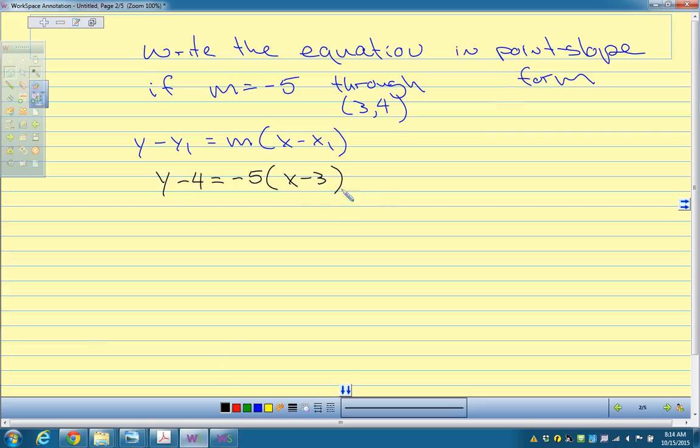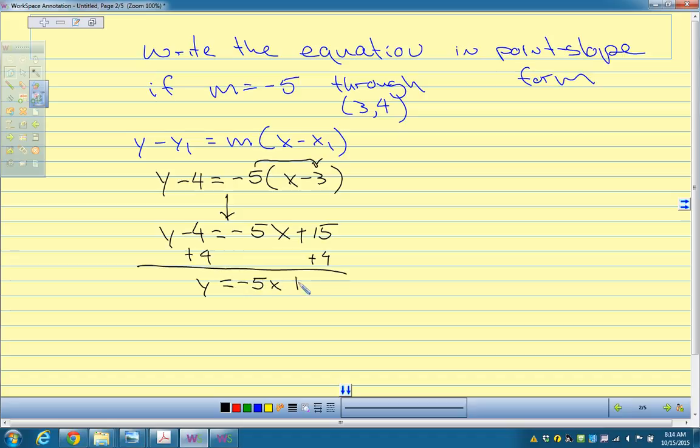Now, just to show you, I could just as easily transform this equation into slope-intercept form by distributing through -5x. You have to multiply this times this, which gives you what? Positive 15. And then I would add the 4 to both sides, right? And I get y equals -5x plus 19. Now it's in slope-intercept form, but this equation is in point-slope form, and that's where I want you to leave it. Okay?